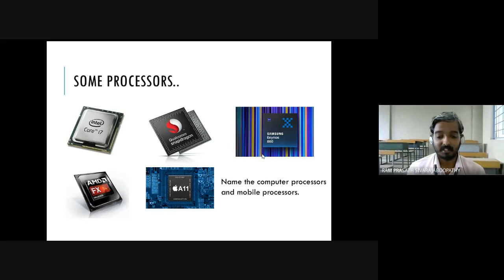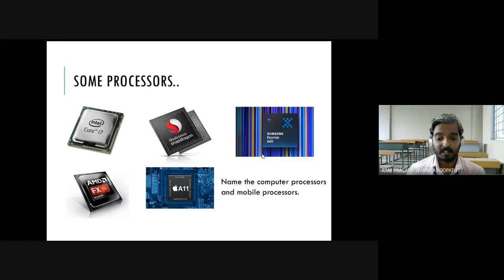These have some powerful configurations and perform the work in a very fast manner, which is required for your computer applications, personal computers or laptops. What about the other processors? You can see Qualcomm Snapdragon and Samsung Exynos 880. Snapdragon, very good, it is a mobile processor. What about Exynos 880? Yes, that is also a mobile phone processor, used in smartphones. Qualcomm and Exynos are used in mobile phones.